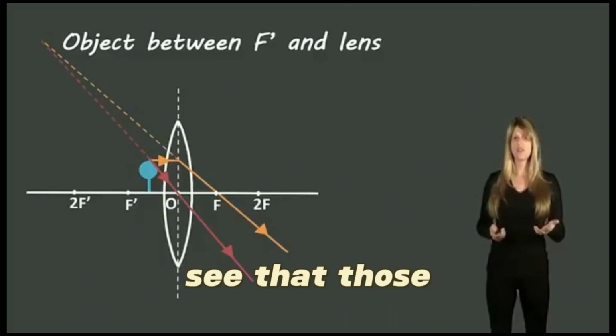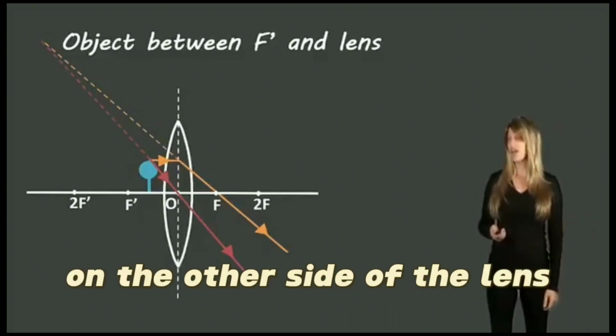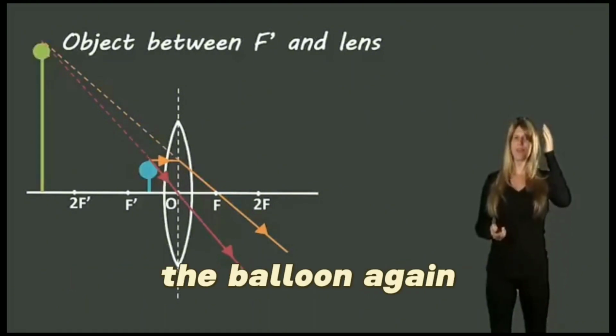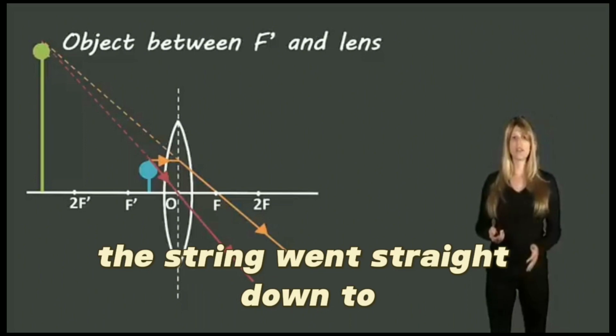And now we can see that those two will cross on the other side of the lens, and where they cross, that's the tip of the balloon. So we'll draw the balloon. Again, with our original object, the string went straight down to the principal axis.